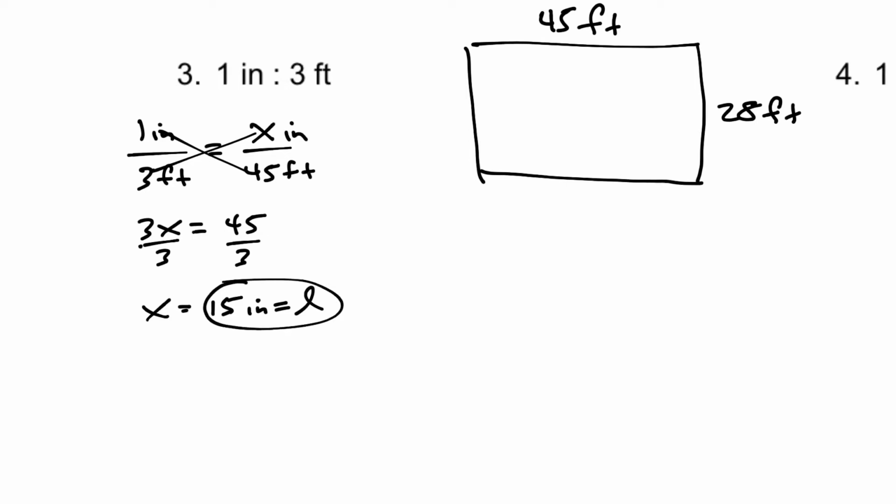Now we have to do the same thing to find the width on the drawing. So again, we're going to use the same scale. So we know 1 inch on the drawing is the same thing as 3 feet in the actual room. And that's going to have to equal, and again, this one's also going to be in inches over feet. Now we have 28 feet in the actual room, and we're going to solve for how many inches that is on the drawing. So I'll call that X.